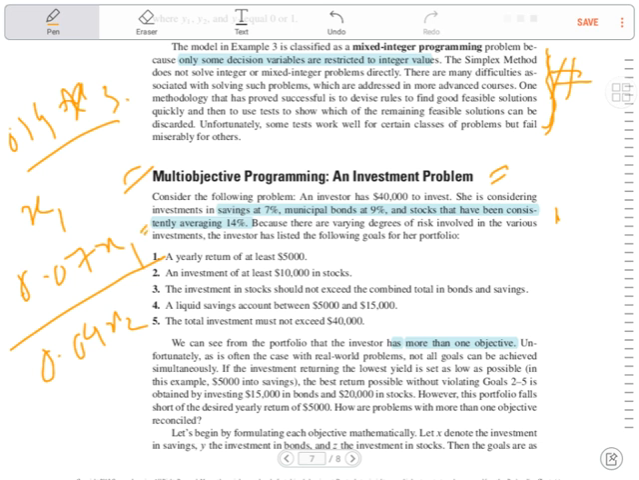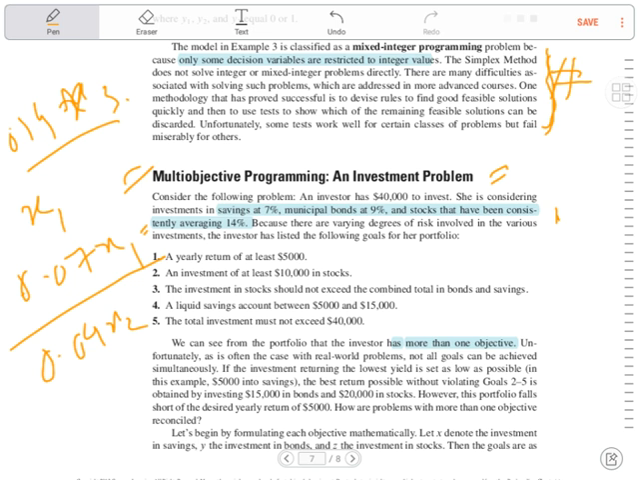Because there are varying degrees of risk involved in the various investments, the investor has listed the following goals for a portfolio. So here comes the first indication that the investor has more than one objective to be optimized. That means more than one goal to be achieved. So what are the goals that are set here?